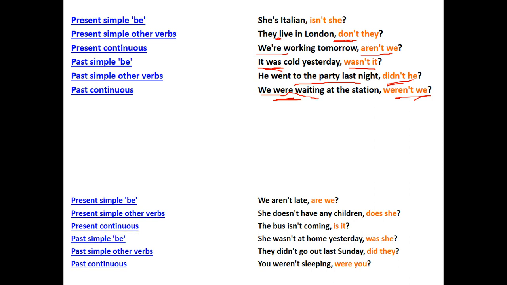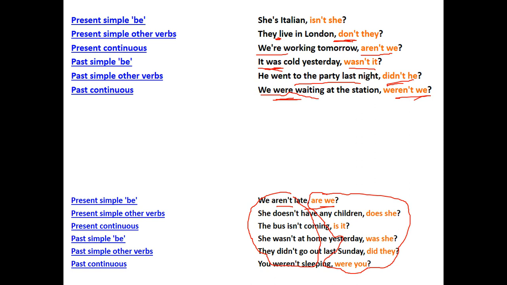As you see, these are negative sentences. The question tags must be positive. Look at the orange part. These are positive. Okay, we aren't late. This is negative. Are we? You have to make it positive.